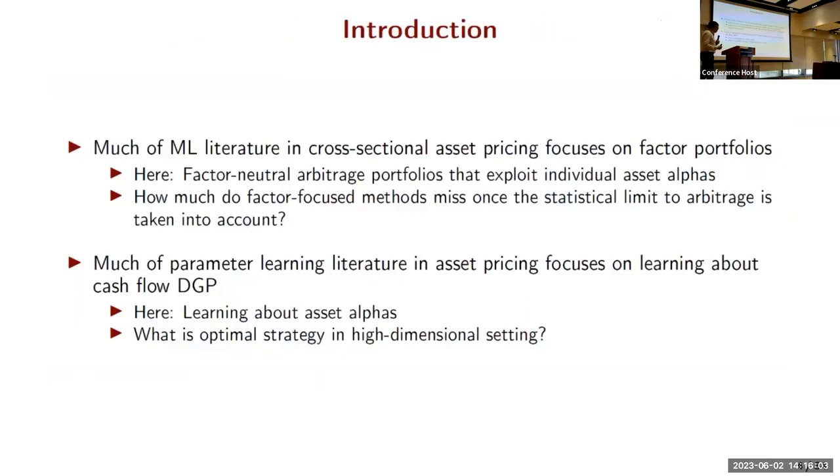All right. So the paper is part of the conference topic, which is machine learning in asset pricing. But much of this literature focuses on factor portfolios and stochastic discount factors. This paper is different. We focus on the alpha component of the cross-section of returns, not the factor part. We can tell you how much opportunity, how much investment opportunity, the factor-based approach will miss.